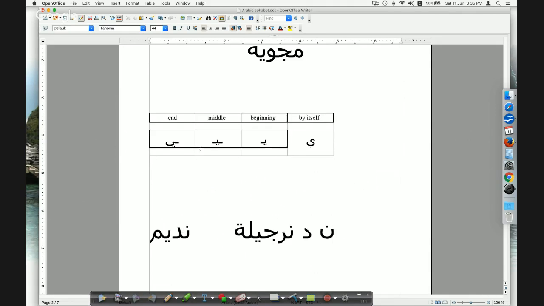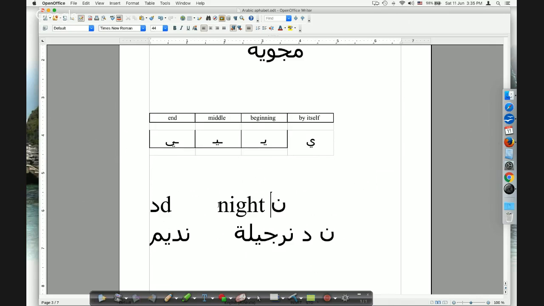Da is like dog. Da. And this is na. So here the da is the same as dog. The na is the same as Nancy or night. The sound is different. The look is different. Nothing to share.